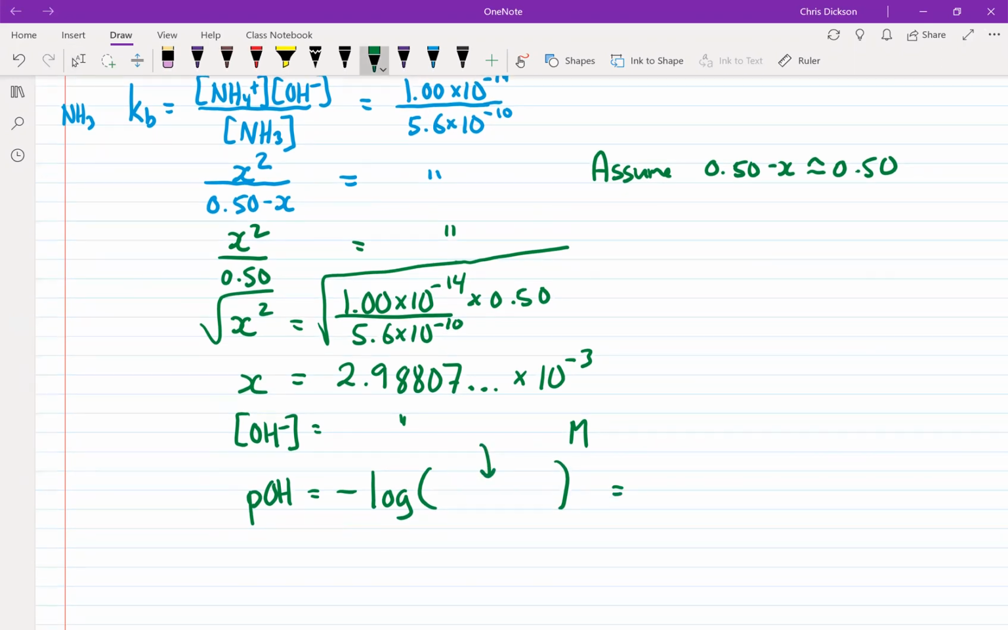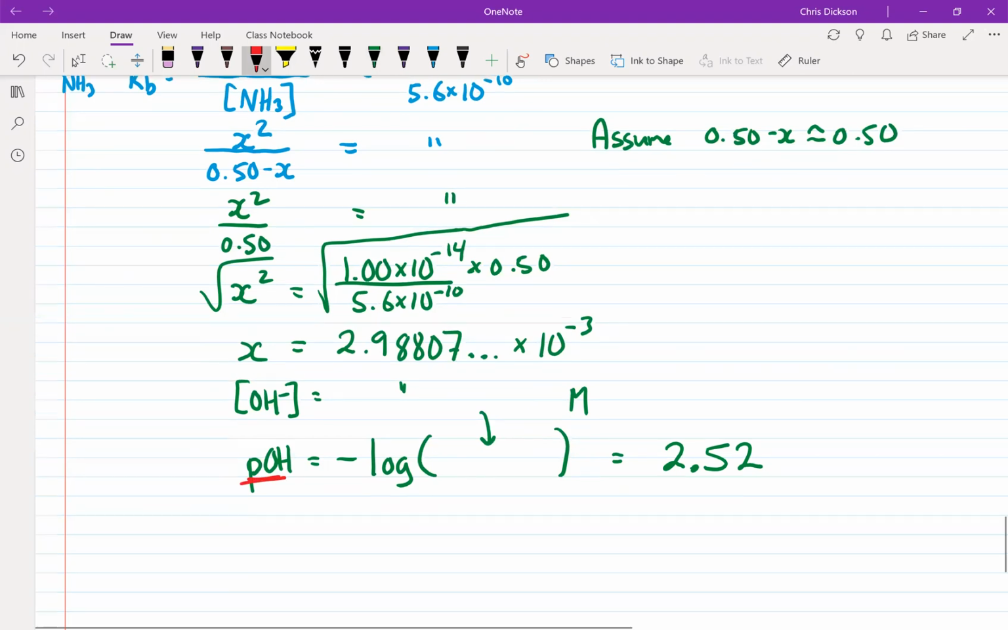And that's going to give me, let's see here, negative log of 2.98807 times 10 to the minus 3. And that gives us a number of 2.52. I believe that's right. 2.52, but now you might think, well, that's really acidic. That's quite acidic. It's a low number, isn't it? But you're not finding the pH right now. You're finding the pOH. So that's the pOH measurement of this compound.